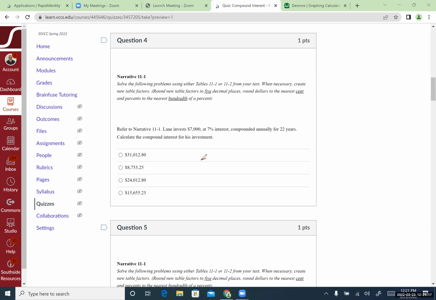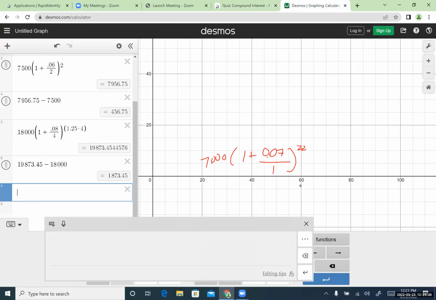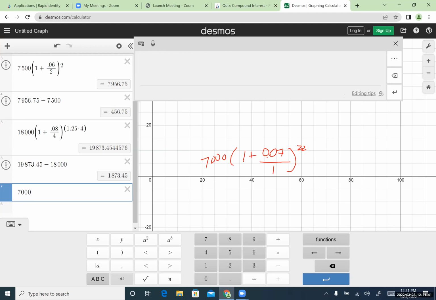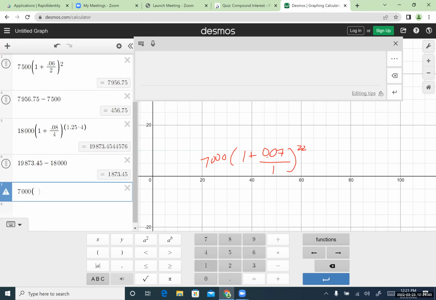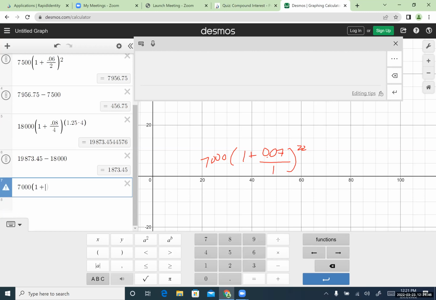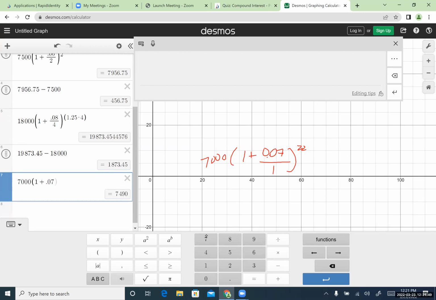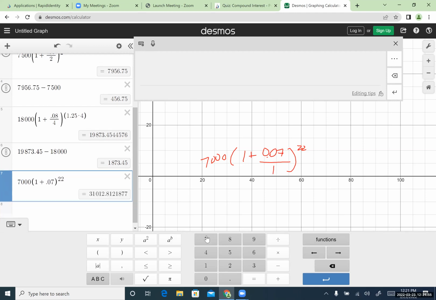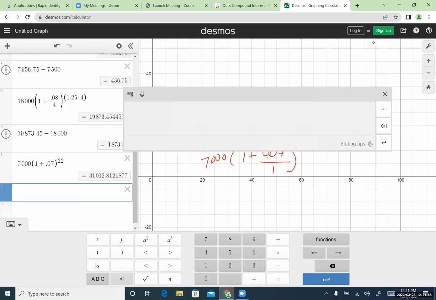$7,000. 1 plus 7% interest divided by compounded annually. So that's only once per year. 22 years times once per year. So that's just 22. Let's see here. 7,000, 1 plus 0.07 divided by 1. I don't need to write that in there. Raised to the 22nd power. Now, I imagine the error on this one's going to be a little bit bigger because these numbers are bigger.